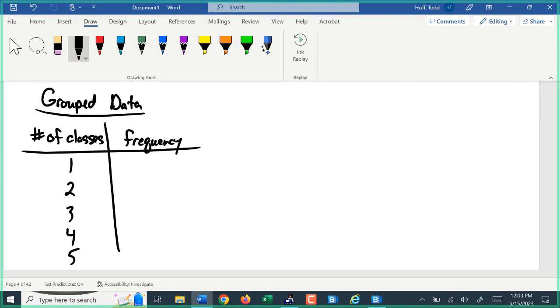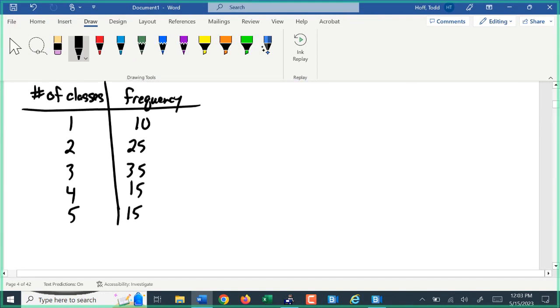So the students we surveyed, let's say 10 were only taking 1 class. 25 were doing 2 classes. 35 were doing 3 classes. 15 were doing 4, and 15 were doing 5 classes. So here's our frequency table.